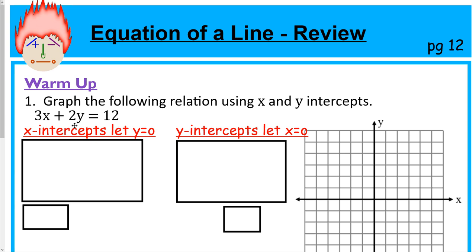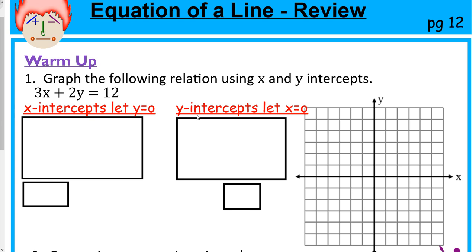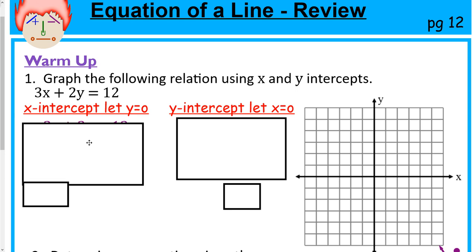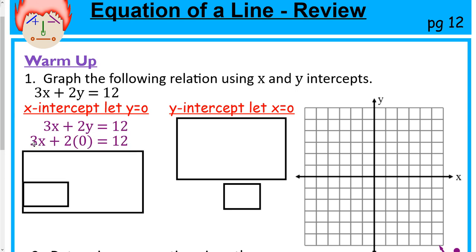So there's your equation here, and we're going to find the x-intercept and the y-intercept, and that will give us 2 points that we can join and draw a straight line through those 2 points. So to find the x-intercept, you want to let y equal to 0. So you're taking your equation, and wherever there's a y, you're going to replace it with 0. Okay, and then you can solve for x.